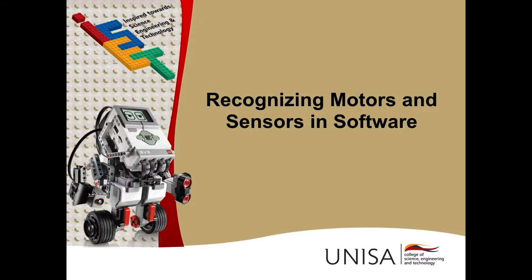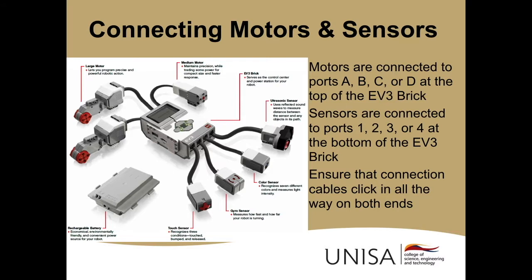So what does the software actually know about your robot design, and how do we know whether it recognizes the motors and sensors that are connected to your EV3 brick? First of all, take a look again at this picture that shows how to connect motors and sensors to the EV3 brick. It is important to note that motors are connected to the ports A, B, C, D, which are on top of the robot, and sensors are connected to the ports 1, 2, 3, or 4 at the bottom of the EV3 brick. You also must make sure that the connection cables click in on both ends, such that the sensors or motors are really connected.